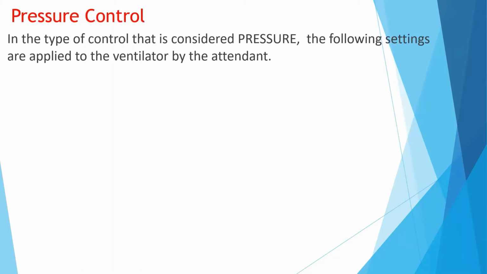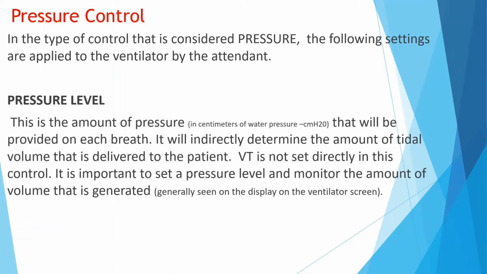Pressure control. In the type of control that is considered pressure, the following settings are applied to the ventilator by the attendant. Pressure level. This is the amount of pressure in centimeters of water that will be provided on each breath. It will indirectly determine the amount of tidal volume that is delivered to the patient. Tidal volume is not set directly in this control. It is important to set a pressure level and monitor the amount of volume that is generated. This is usually seen on the display on the ventilator screen.